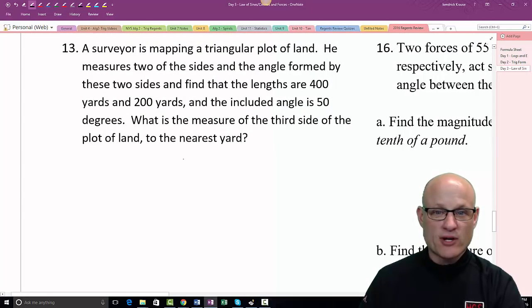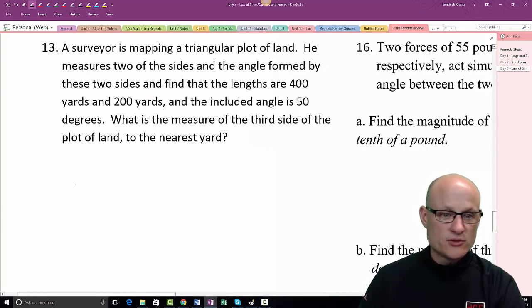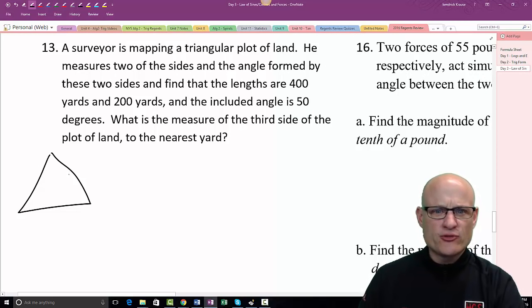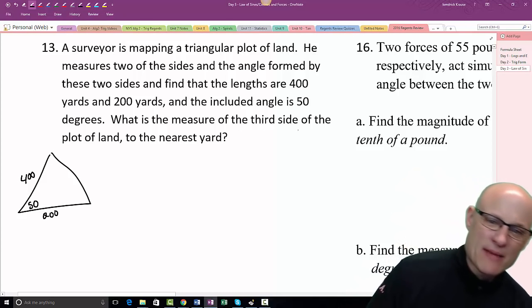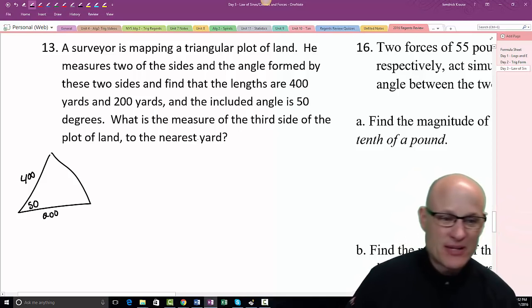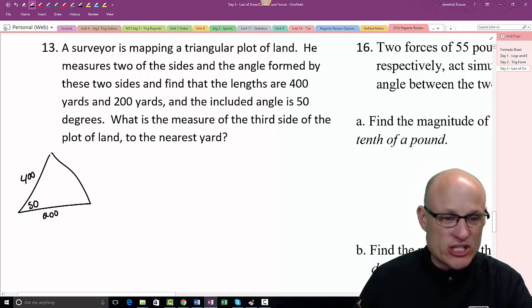A surveyor is mapping a triangular plot of land. He measures two sides and the angle formed by these two sides to be the lengths of 400, 200. So 400, 200. And the angle is 50 degrees. Looks like a piece of pie, not a triangle. Whatever. What is the measure of the third side of the plot of land to the nearest yard?